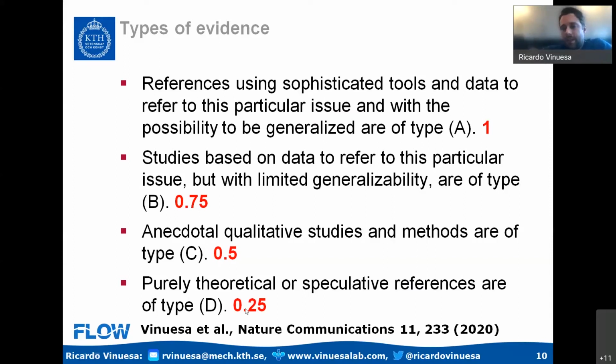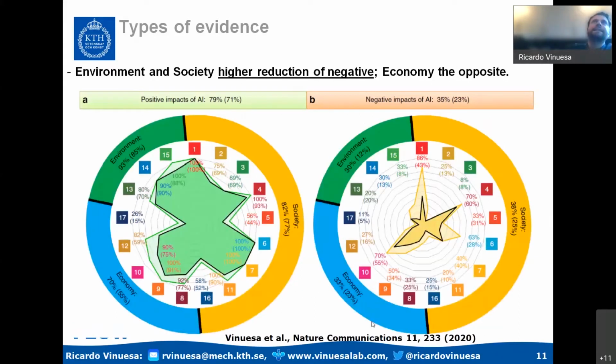So essentially, if we have a reference of type D suggesting a positive effect of AI on one target, we would only count 0.25 of a target being positively affected by this type D reference. Going back to the figure before, what we can do now, and I think is quite interesting, is compare the light and the dark color.